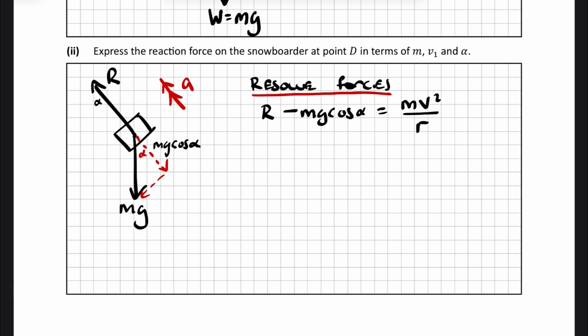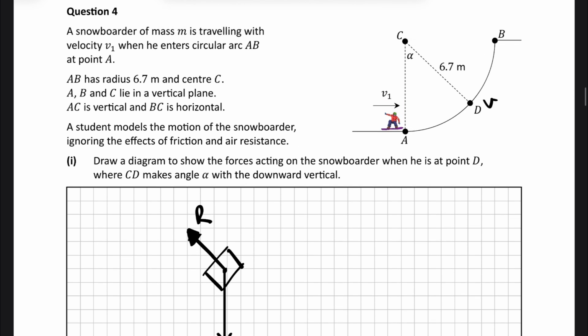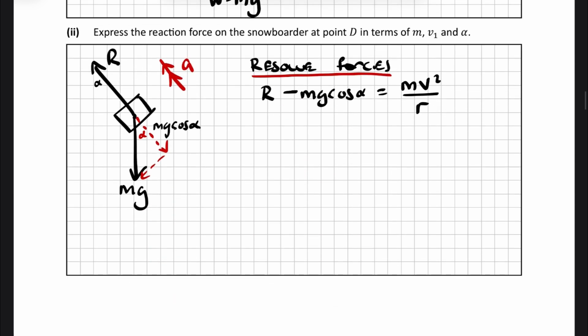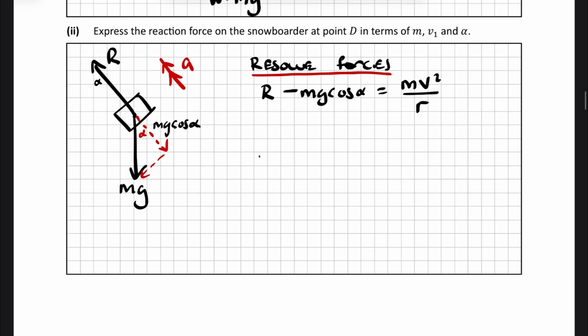So I need to somehow relate this v, which a reminder is here, to this v here. And what I'm going to do for that is take energy considerations. So let's talk about energy. So we have our first equation up there. Do you know what, actually, I'm going to go crazy and just put it as R equals mv squared over r plus mg cosine alpha.